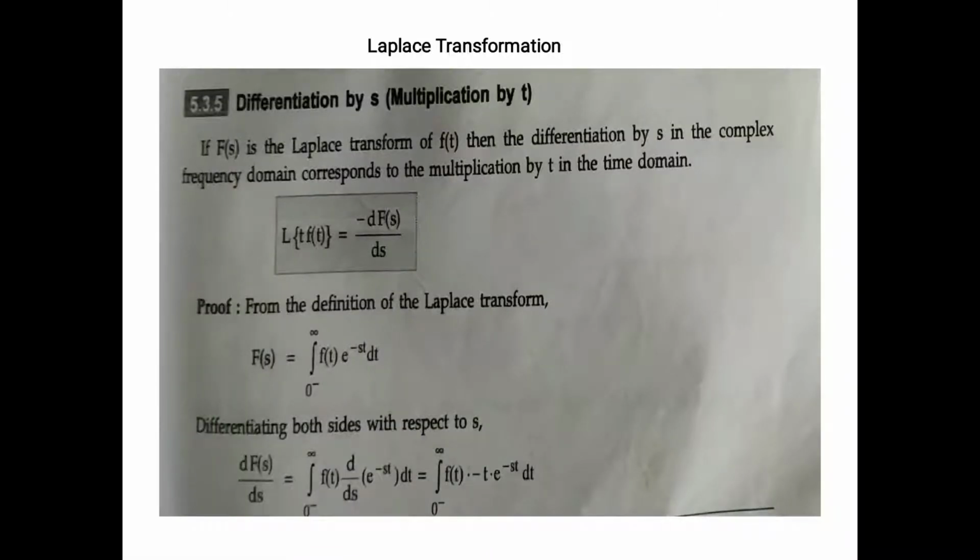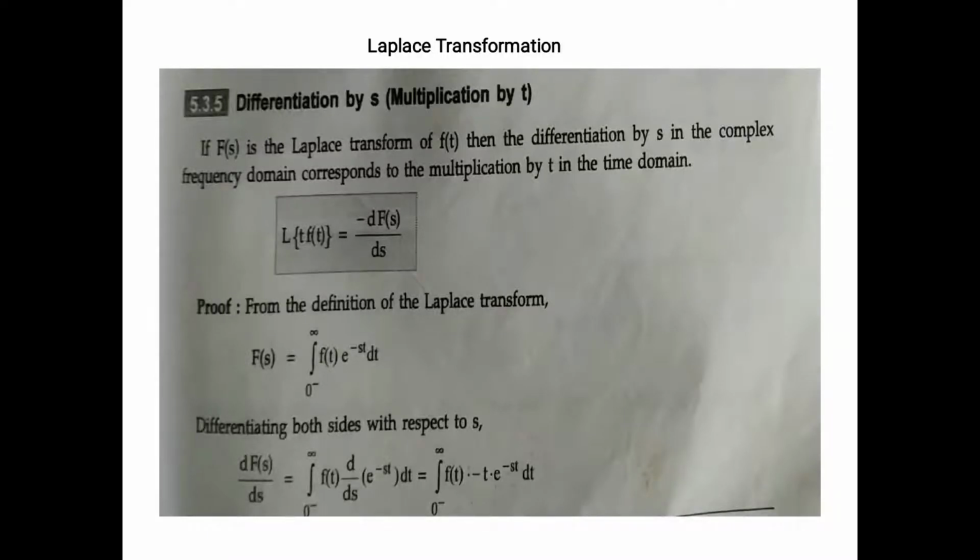Differentiation by s is multiplication by t. If F(s) is the Laplace transform of f(t), then differentiation in s, the complex frequency domain, corresponds to multiplication by t in the time domain. Here L{t f(t)} equals minus dF(s)/ds.